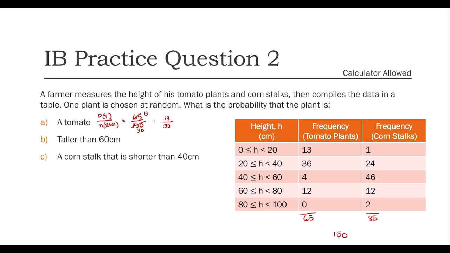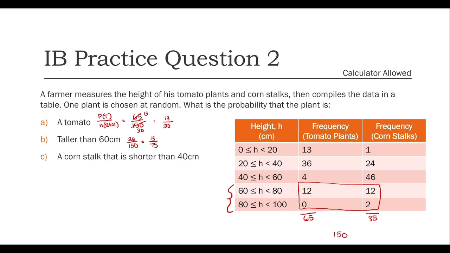The next question is what's the probability that the plant is taller than 60 centimeters? So those are going to be these two rows. So all of these plants are taller than 60 centimeters. So we can find the total of that, which is 12 plus 0 plus 2, so that's 26, out of our total, which is 150. You can divide both of those by 2 to get 13 out of 75.